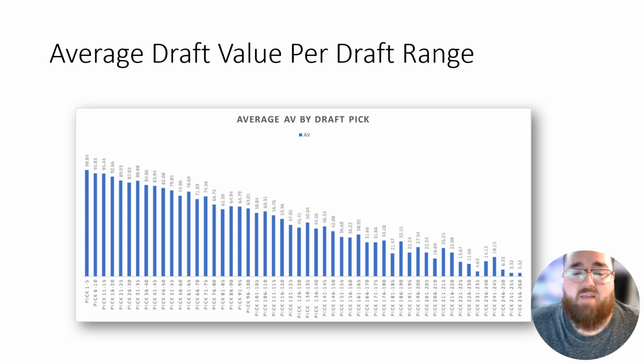And then, of course, we have the average draft value per draft range right here. So you can pause the video real quick. This is typically how most picks perform based on their range as a draft pick, if you will. And as you can see here, it's a general slope. The higher you pick, the more likely the chance is that you're going to have a prospect that performs really well based on these metrics.